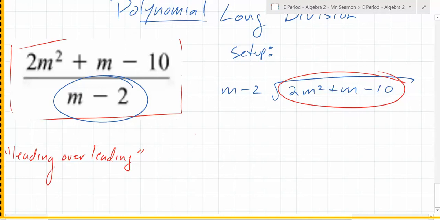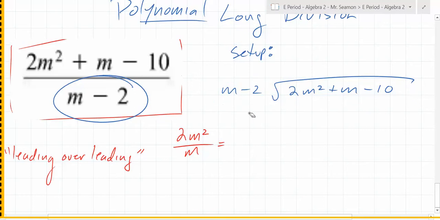Hopefully. So you have 2m squared. What's the leading term here? m. So you do this division. What's 2m squared divided by m? It is 2m. So after you do that leading division, you put the 2m up here.